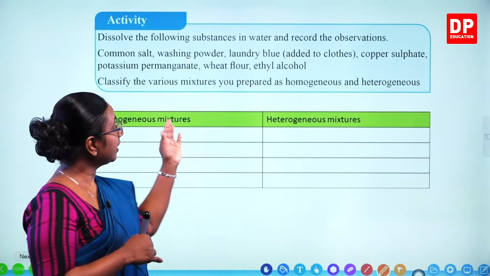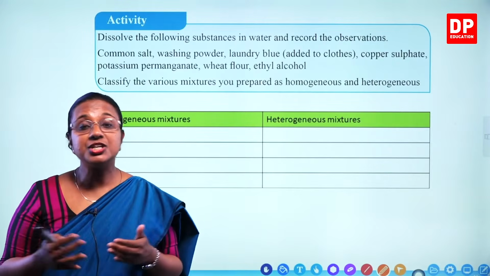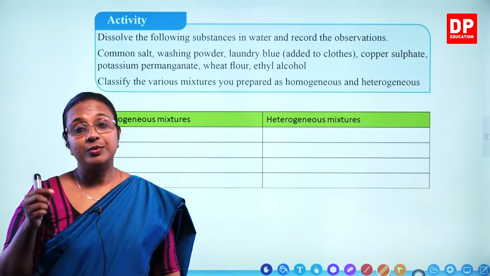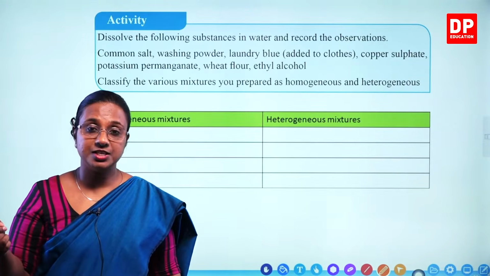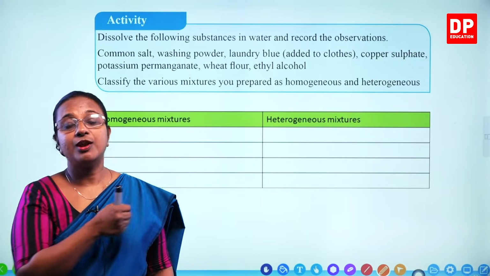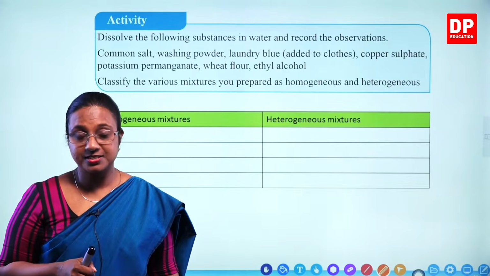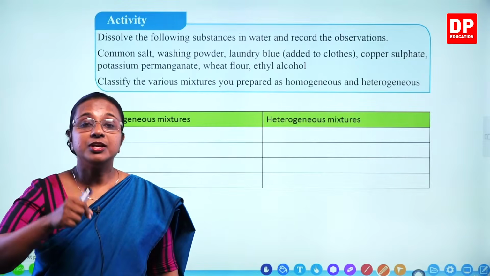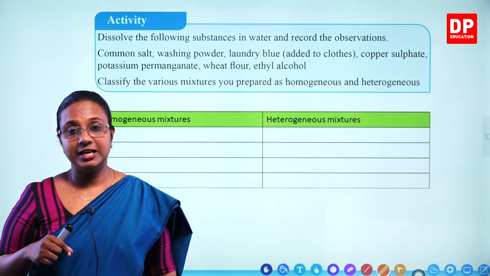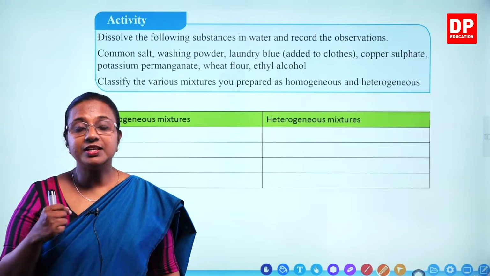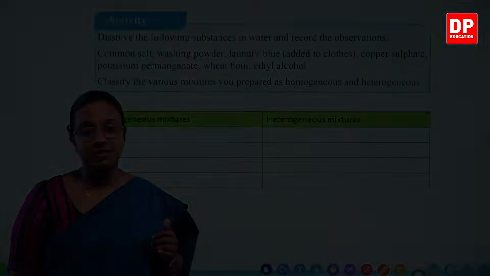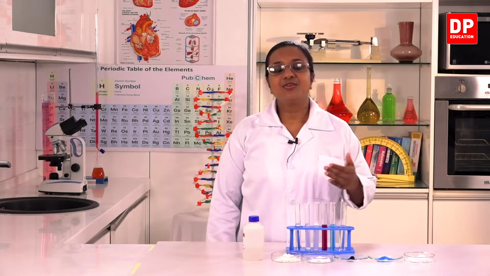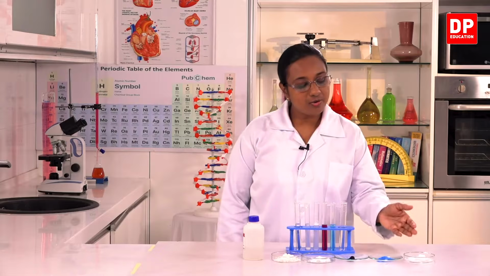And also here we don't have to measure each substance, but we can take equal amount, say a teaspoon, half a teaspoon, or a yogurt spoonful of each of these substances. The solid substances, put it into each glass containing water, try to dissolve it completely, let it stand for some time and then observe.